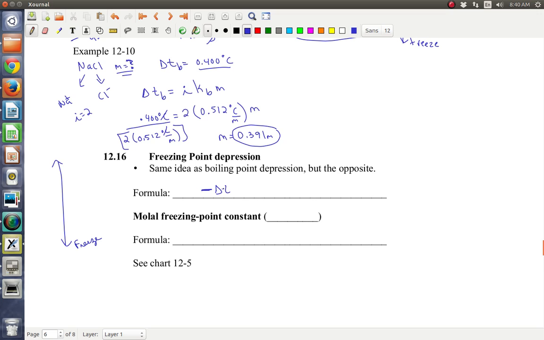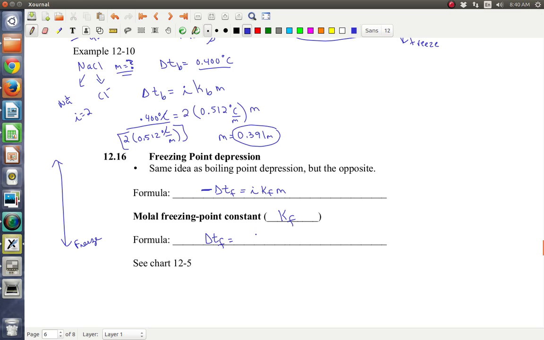Negative delta T sub F equals i K sub F m. The molal freezing point constant is K sub F. It's just like the boiling point one. You'll look this up on a chart. And then the second formula is very similar to the boiling point one.